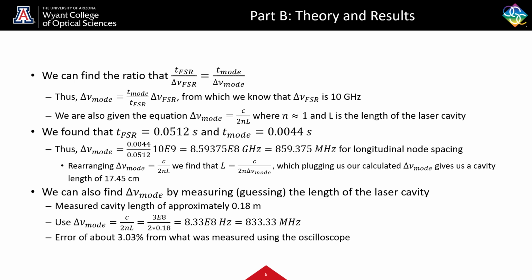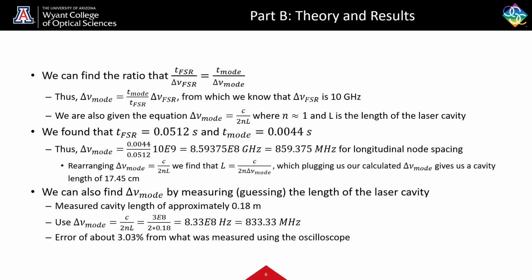We find that the ratio of T_FSR over Δν_FSR equals T_mode over Δν_mode. Rearranging, we can find that Δν_mode equals T_mode over T_FSR times Δν_FSR, where we know that Δν_FSR is 10 gigahertz. We are also given the lasing equation that Δν_mode equals c over 2nL, where L is the length of the laser cavity.